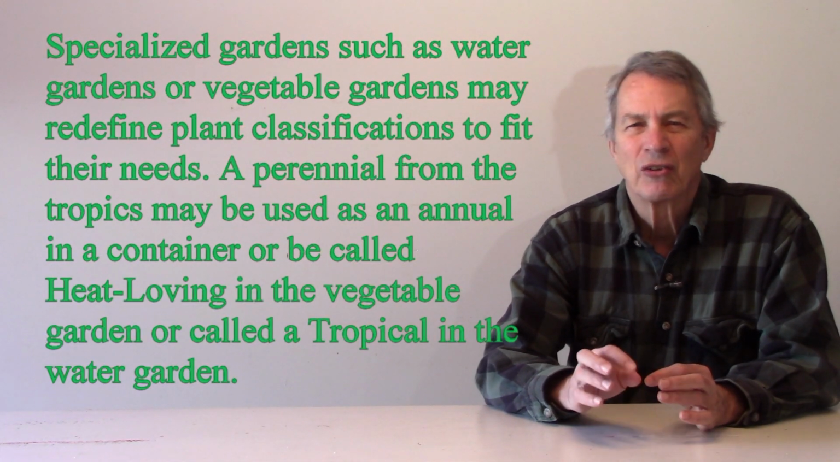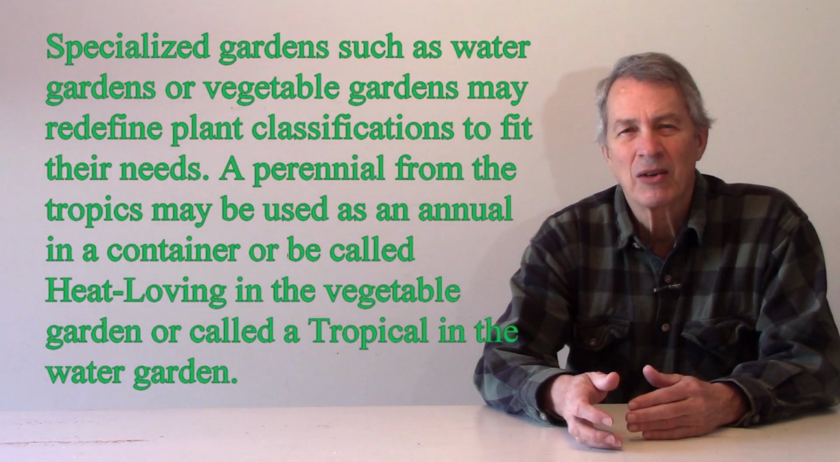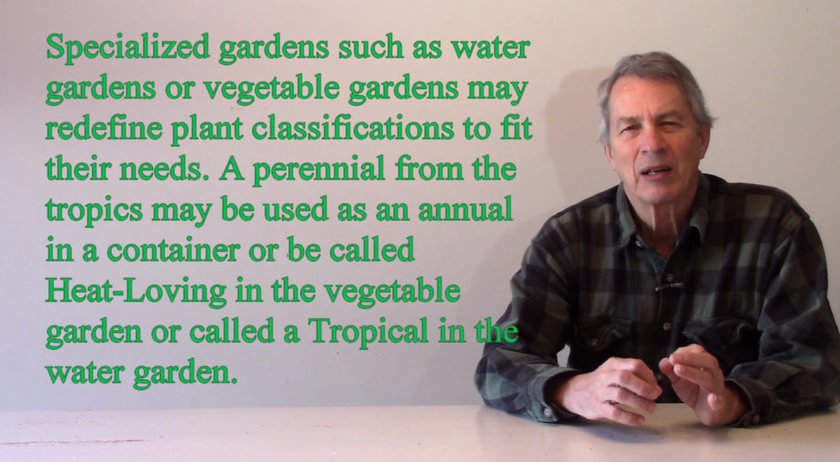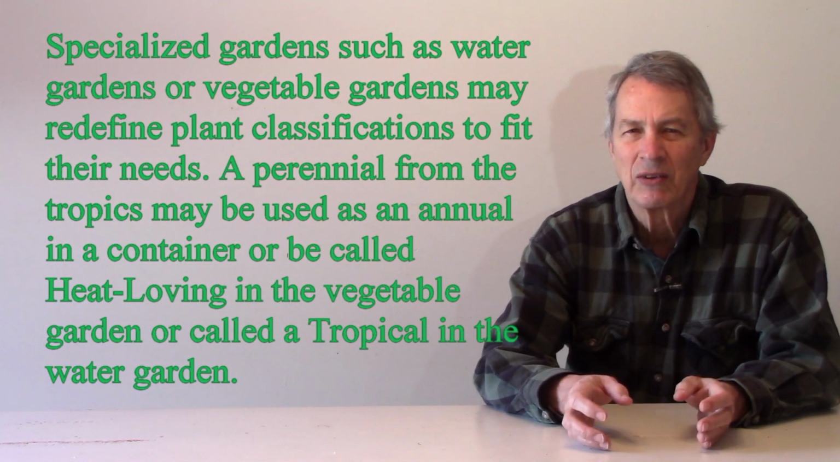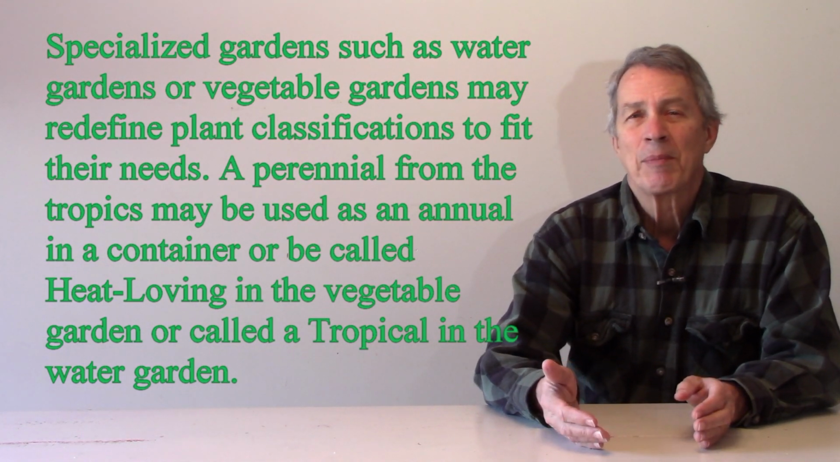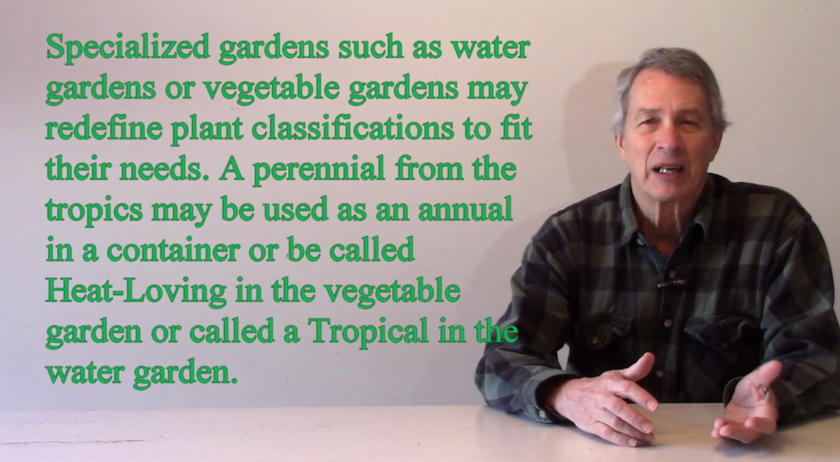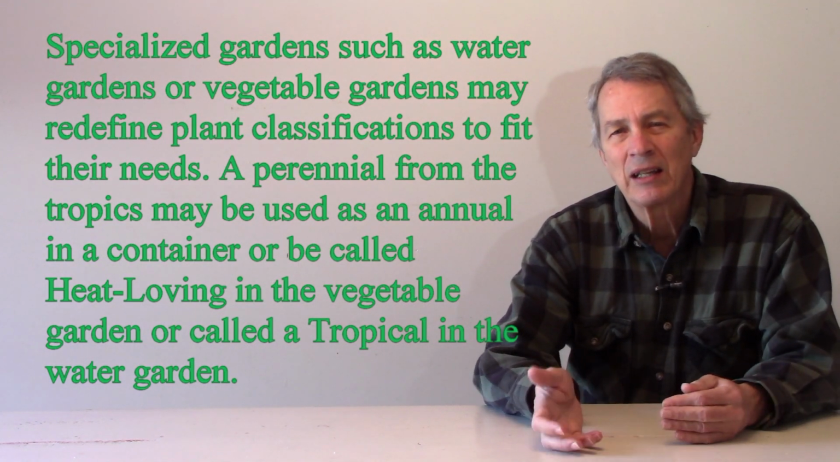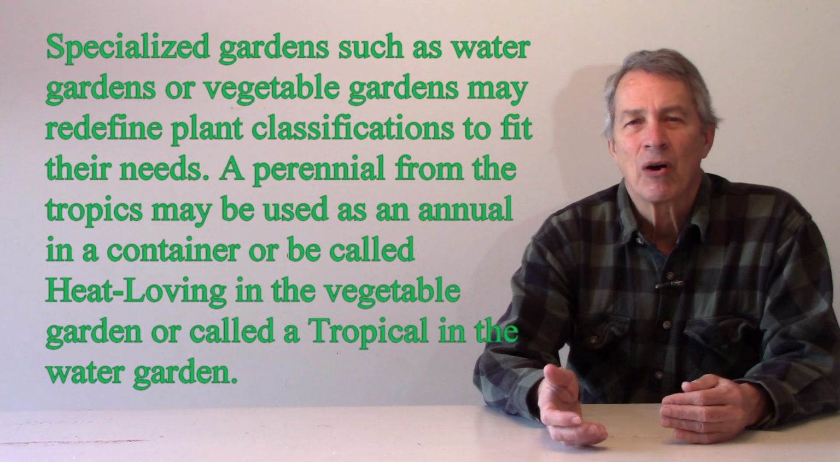Specialized gardens such as water gardens and vegetable gardens may redefine plant classifications to fit their needs. A perennial from the tropics may be used as an annual in a container, or may be called heat-loving in the vegetable garden, or called a tropical in the water garden. So let's start with how plants can be grouped by their form.